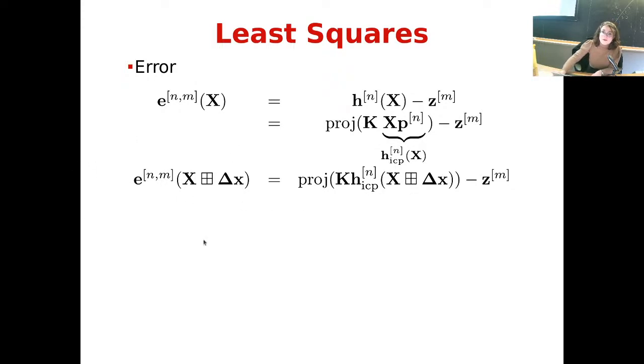By expanding h of x, we have this expression where you can recognize the prediction function of the ICP. You can rewrite this error function in the argument x box plus delta x. Nothing special. You only have to substitute x with x box plus delta x. We do this because the Jacobian will be computed as the derivative of the error in x box plus delta x over delta x, as you might remember.